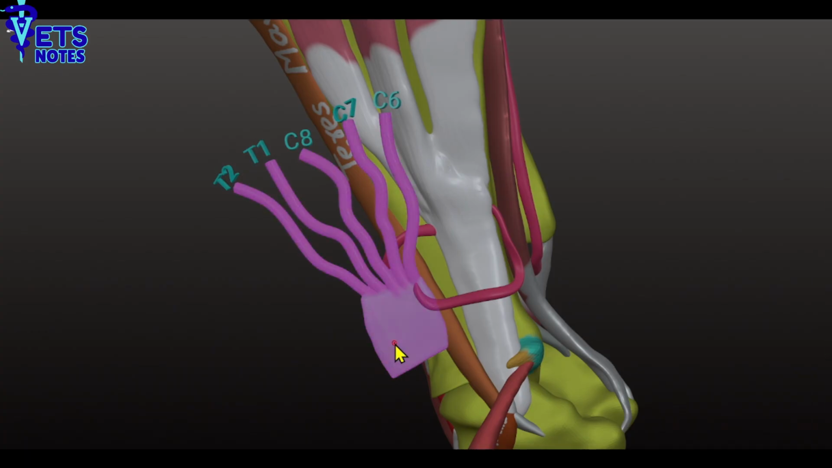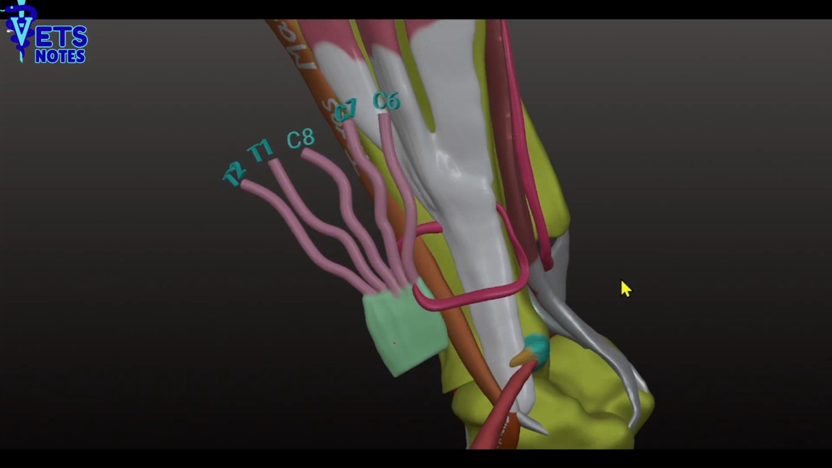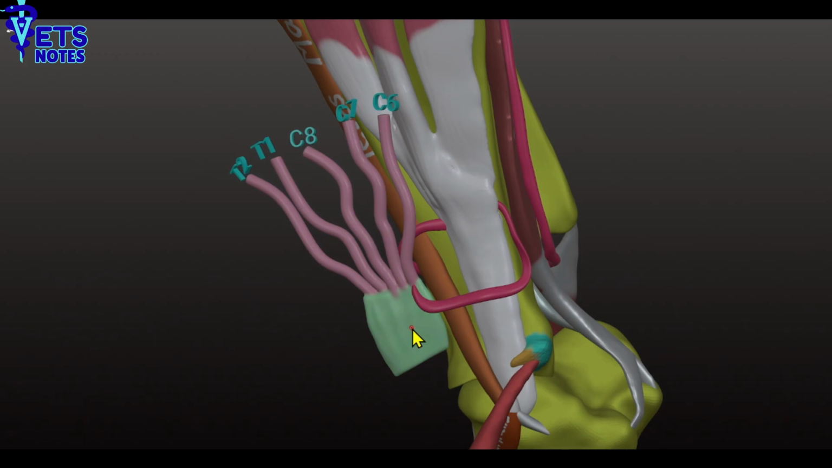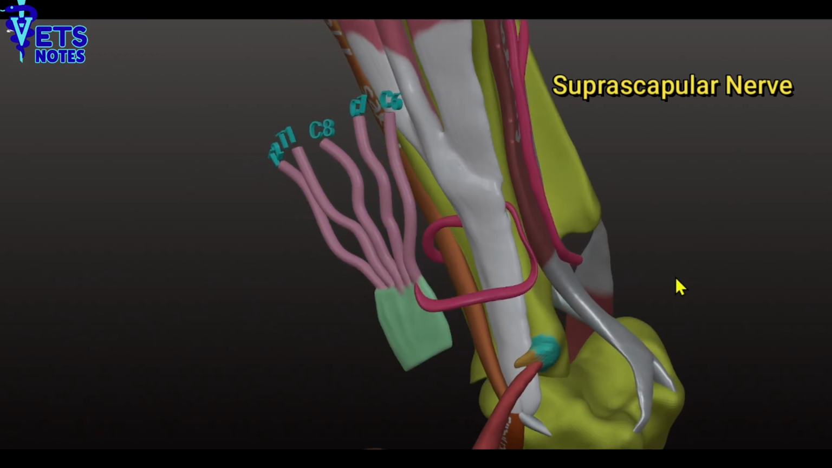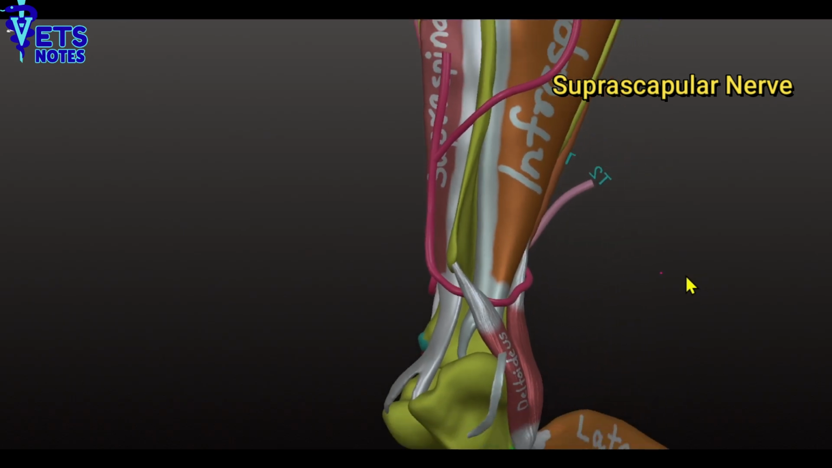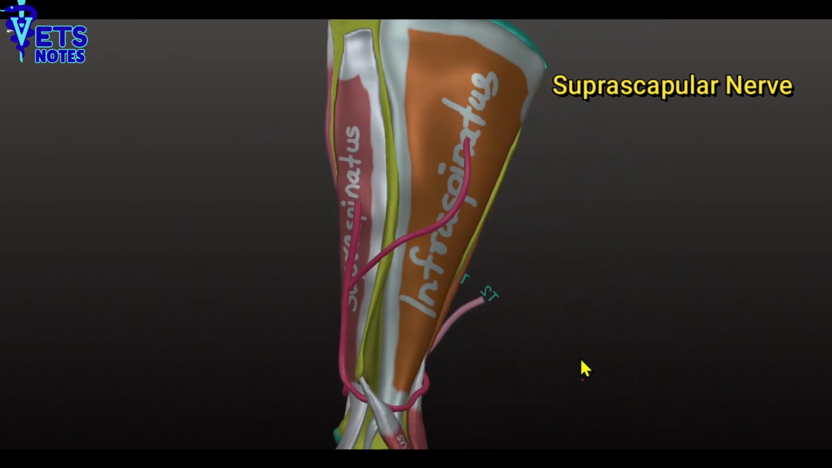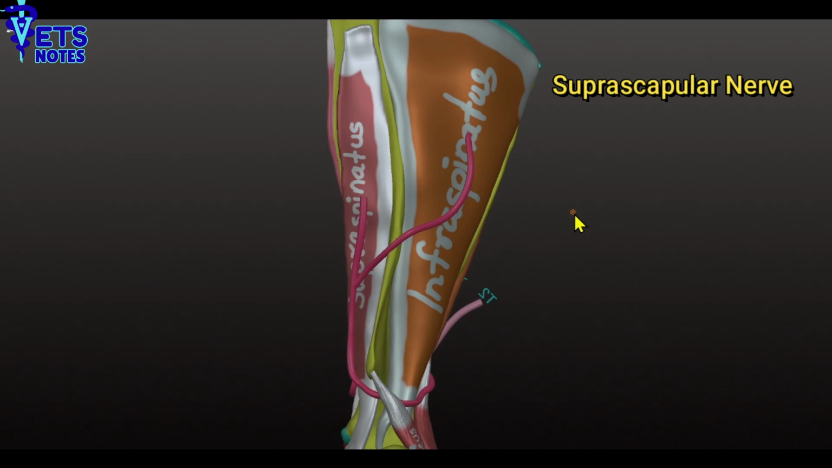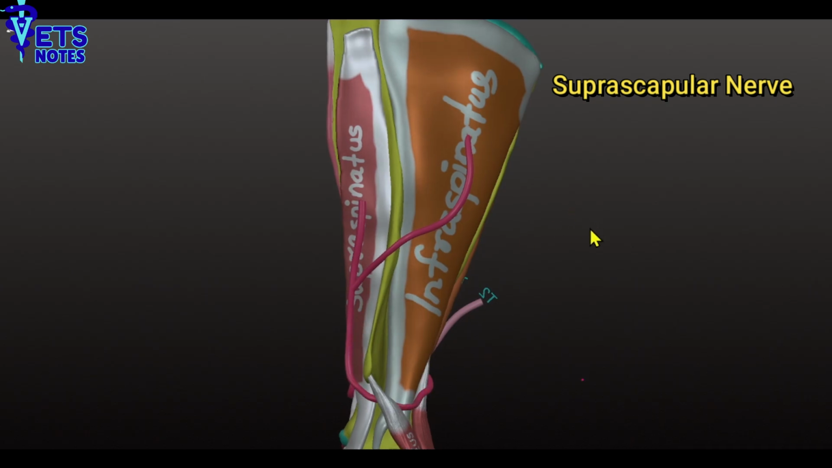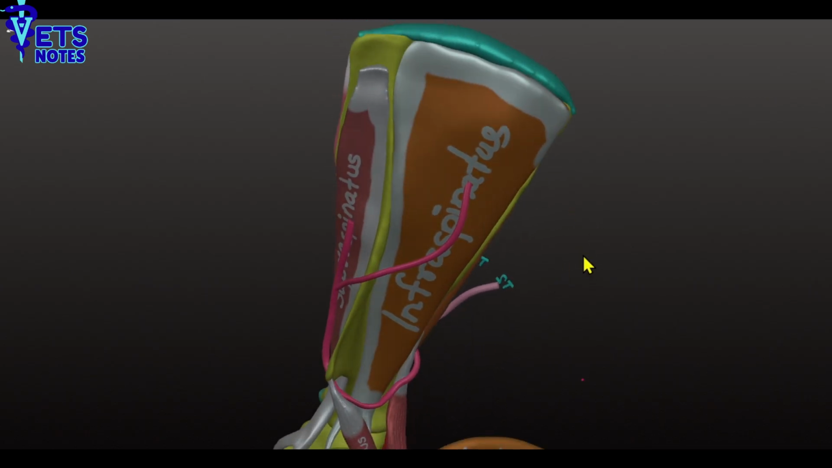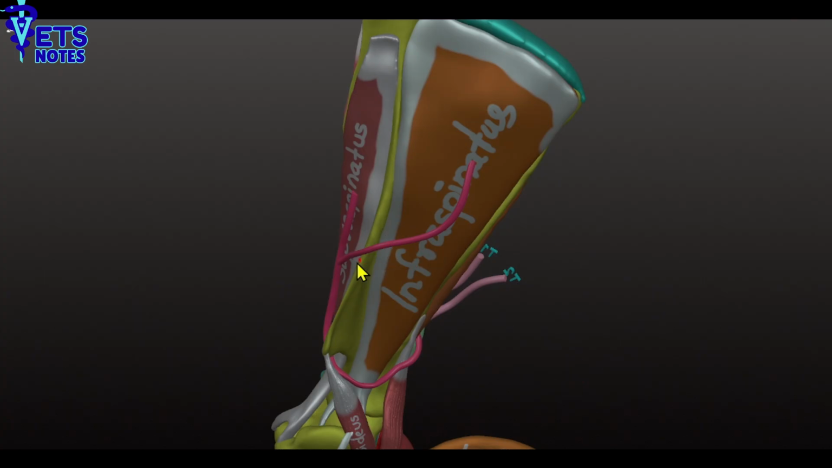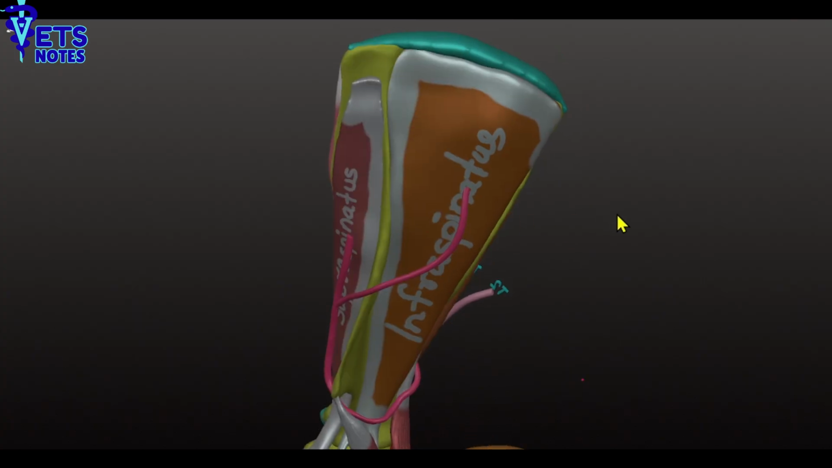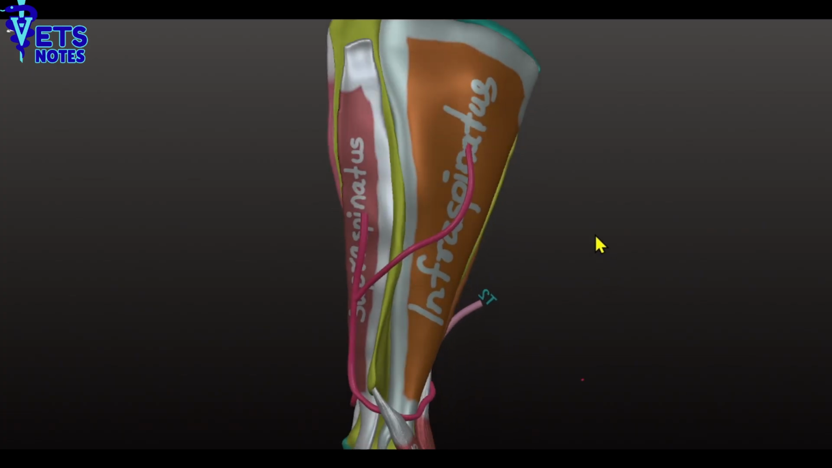So this is the brachial plexus. The next branch we'll discuss is this one. This branch is called the suprascapular nerve. What is the reason? You can see here. This nerve is called the suprascapular nerve because it is present above the scapula. That's why it is called suprascapular nerve. It supplies the infraspinatus and supraspinatus muscle.